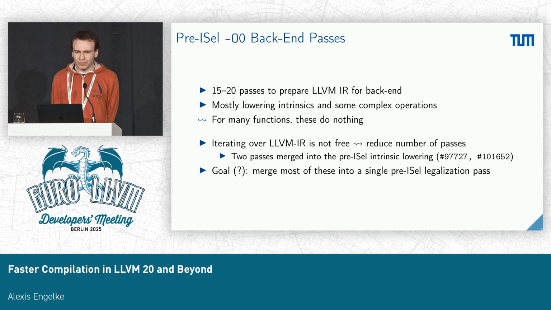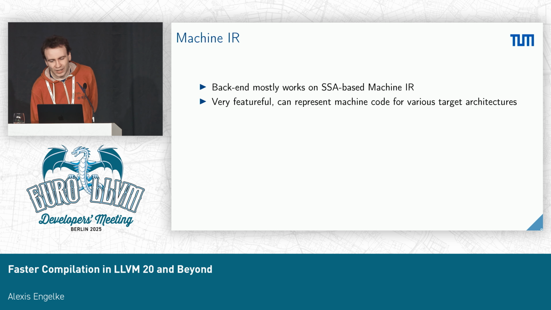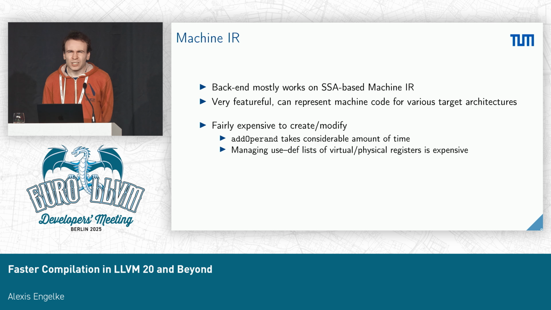After these passes, the backend primarily operates only on machine IR, which is a very featureful IR and can represent machine code for the various target architectures that we support. Now, machine IR itself is not exactly efficient in terms of modifying it. And one thing that routinely shows up in the profiles is MachineInstr::addOperand.